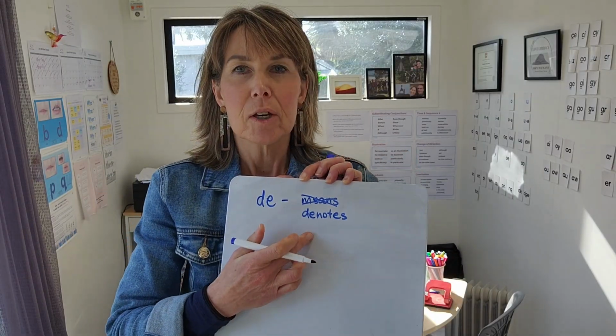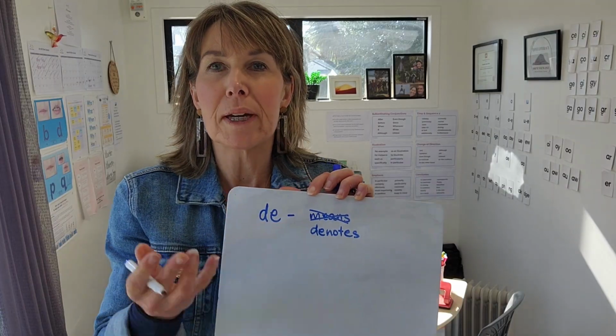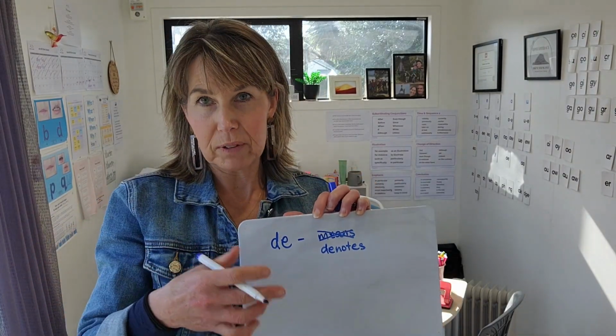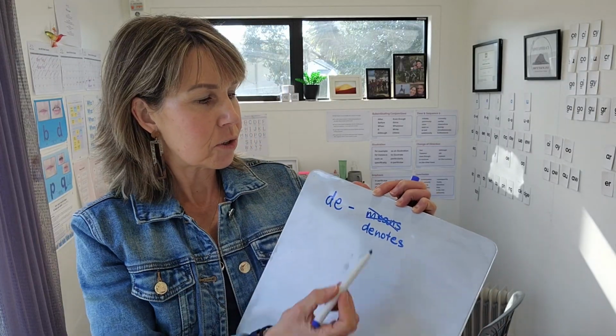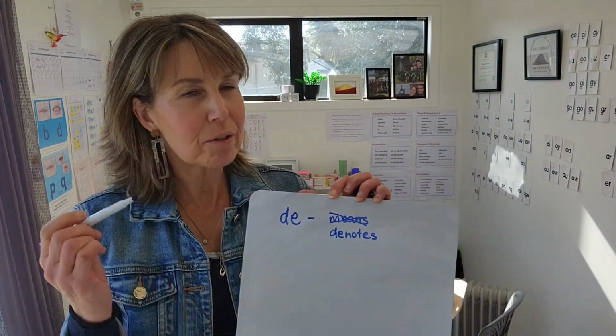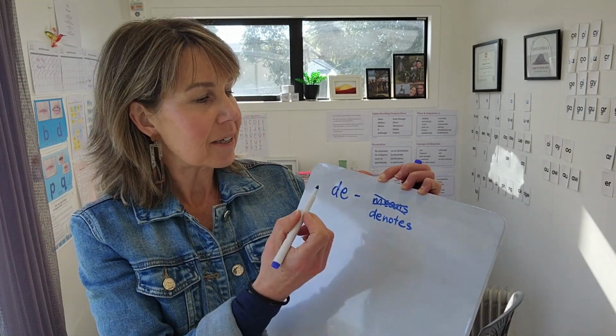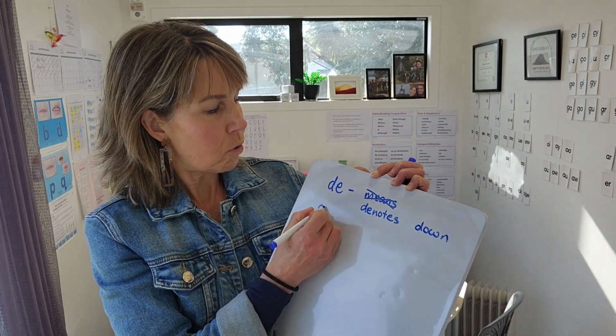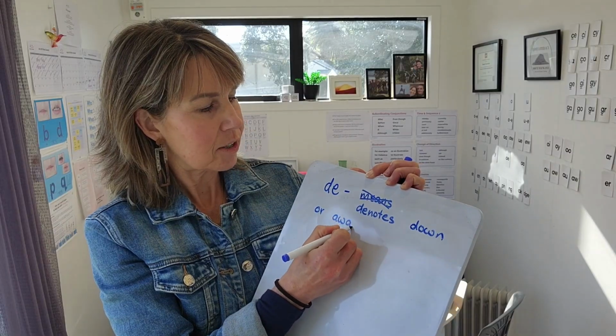So denotes, because sometimes prefixes don't always mean a certain thing, and we can't really just pigeonhole a prefix or a suffix into that word. So denotes is a much better word to use. So anyway, back to it. D denotes down or away.